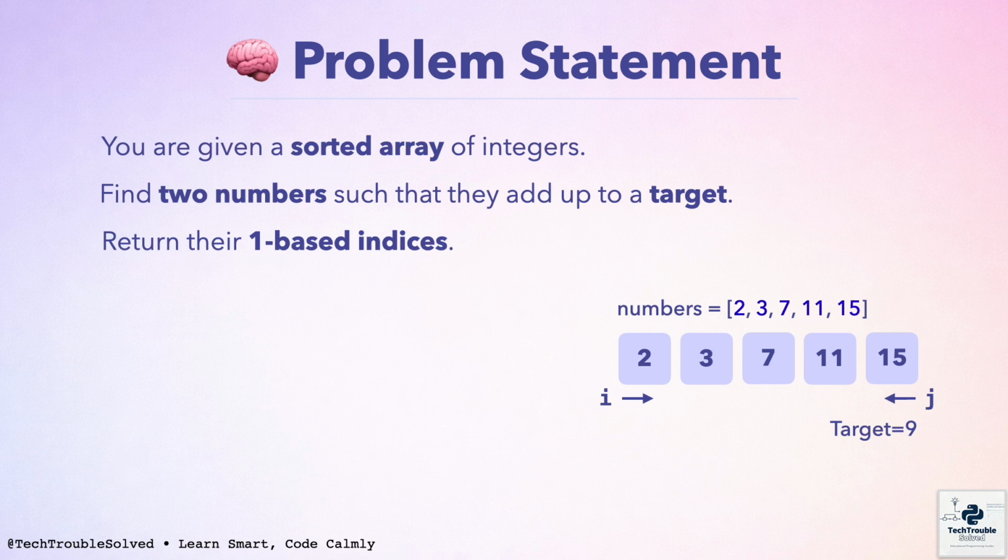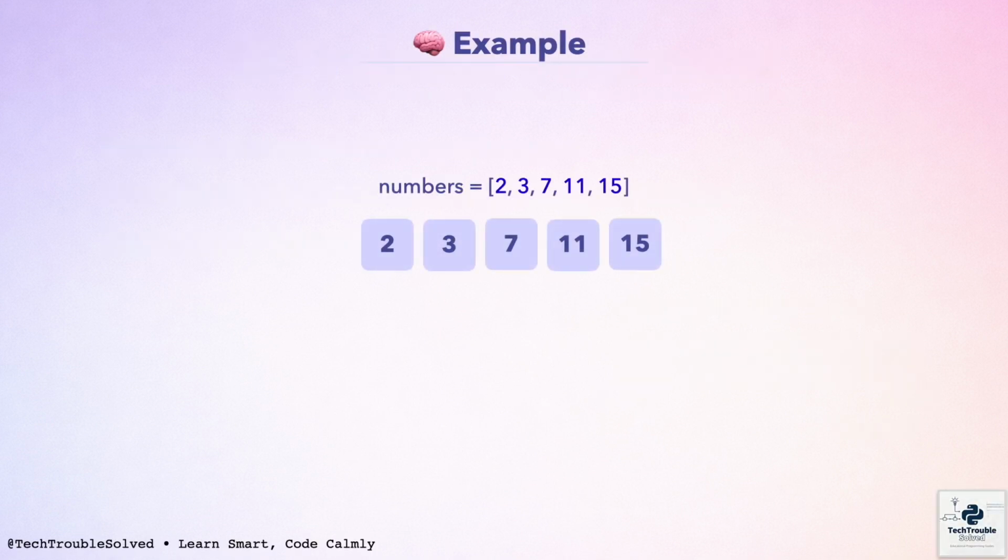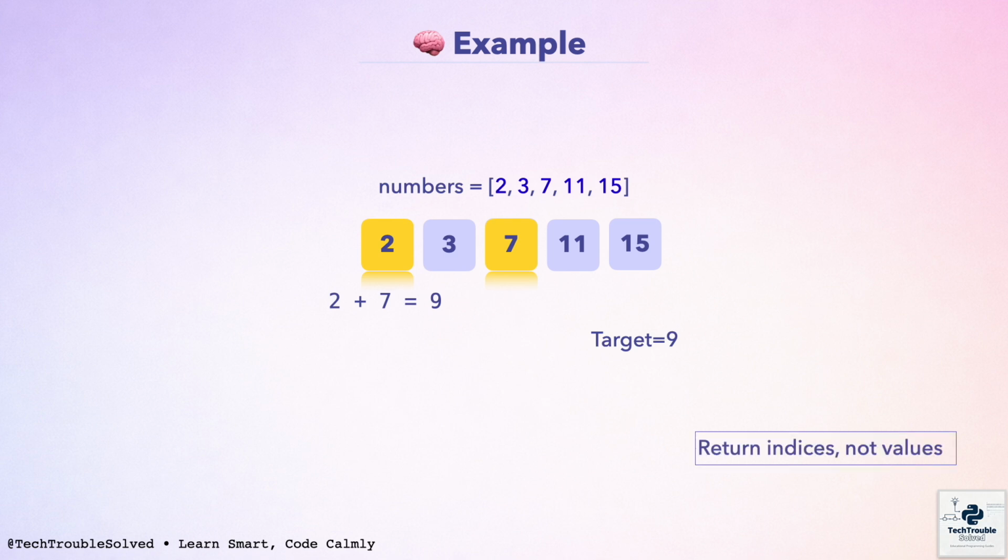Let's look at an example. Here is a simple example. The array is sorted and the target value is 9. If we look carefully, the numbers 2 and 7 add up to 9. Since we need to return indices, we return their one-based positions. Now that the problem is clear, let's think about how we might solve it.